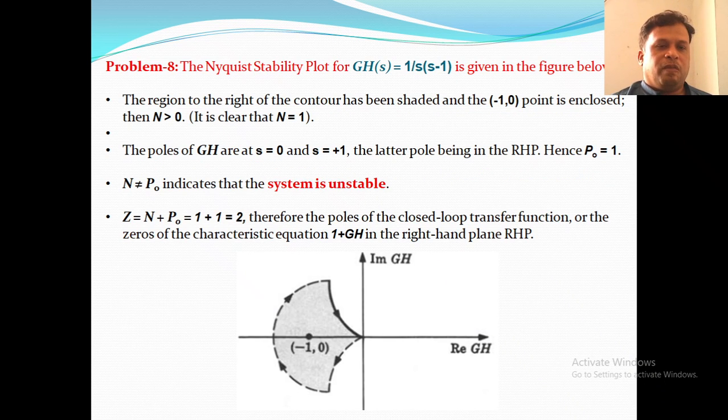In a similar way, if you have the function 1 by s into s minus 1, then N is not equal to minus P0. That indicates that the system is unstable. The system is unstable. Why? Because the point is coming into this area. Okay.